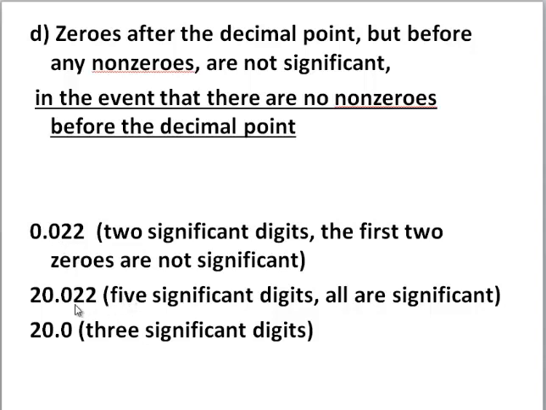In this number, 20.022, the fact there are non-zeros before the decimal place means that all 5 of these digits are significant. The last 2 is the uncertain one. Another way of putting this rule, or consequence of this rule, is that if you have the number 20.0, the fact that there is a 2 before the decimal point means that all 3 of these digits are significant, and this is the uncertain digit. So this measurement may be 20.1 or 19.9.